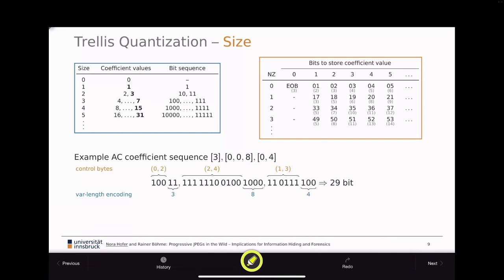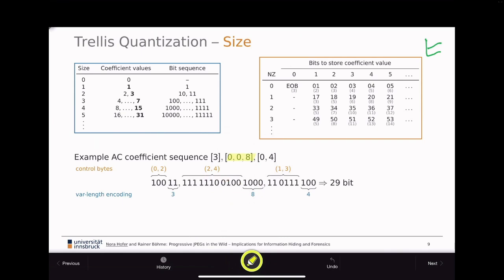Now, these control bytes, we can produce them using this table here on the right. So on the vertical axis, we have the number of zeros, and on the horizontal axis, we have the bits that are needed to store a coefficient value. So again, looking at our example, let's see.